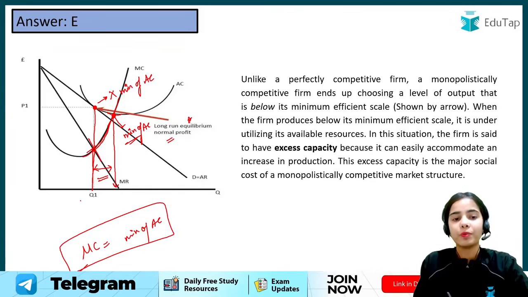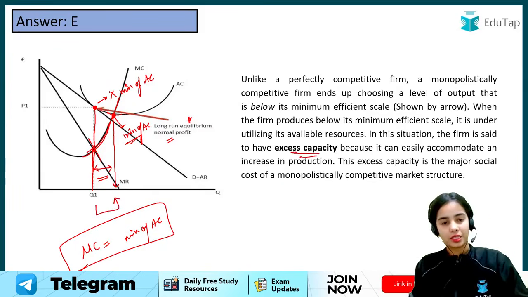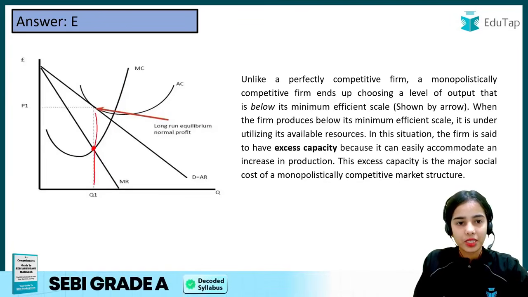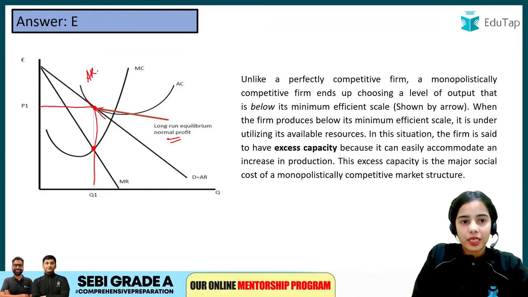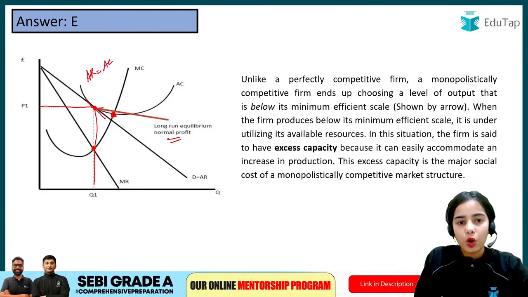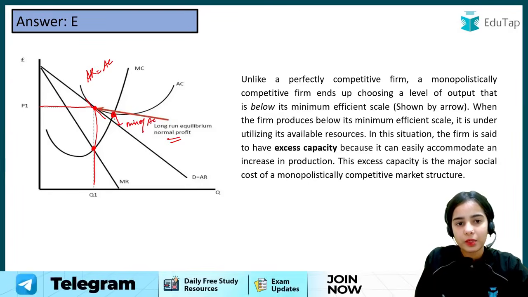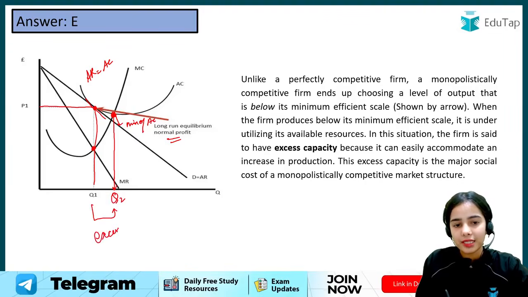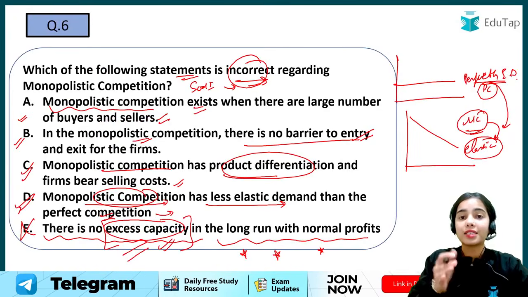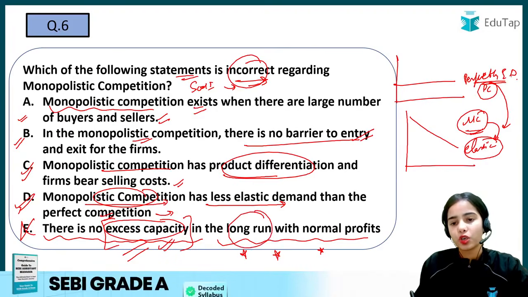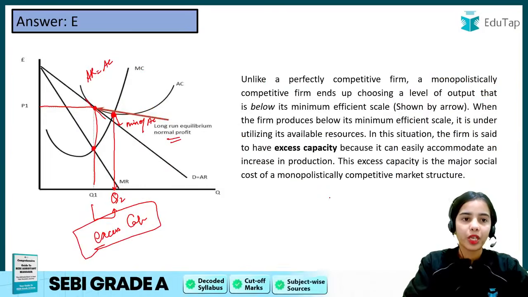Even at the equilibrium point, the firm has excess capacity. So excess capacity is present. This is the long run equilibrium where the firm is earning normal profits, as the average revenue is equal to average cost. Now the minimum of average cost is at this level of production. So this is the excess capacity that the firm has, that the firm is not utilizing. So remember that there is excess capacity present in the long run in the monopolistic competition with normal profits. So E is the answer here.